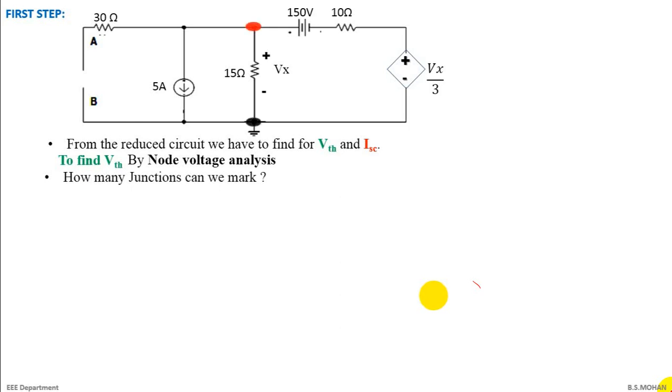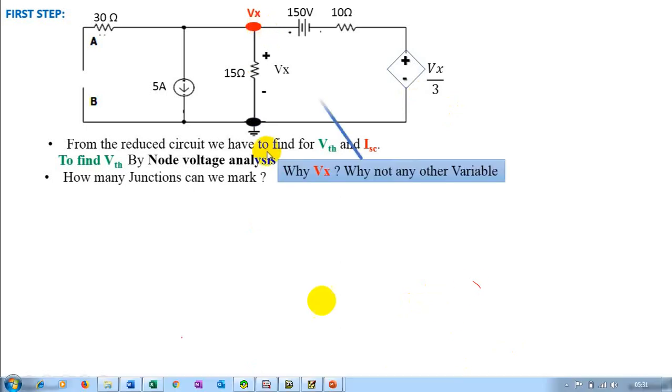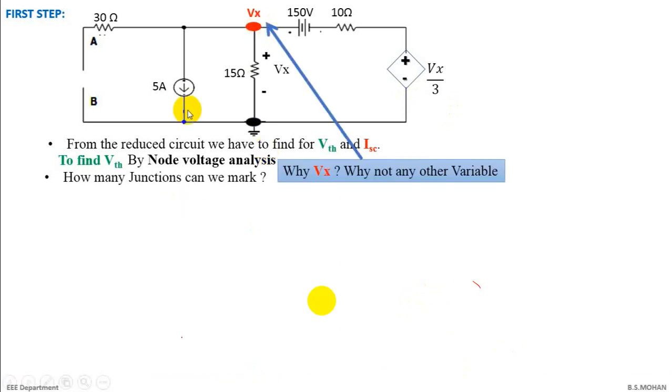So we have 2 junctions as marked here, and I would be marking this junction as Vx, right? Why Vx, why not any other variable? You can see the drop across 15 is Vx, right? I'll not use any other variable at this junction, because if I use V1, you should know that V1 and Vx are both the same. If not, it's better you use this as Vx. Whatever value of V1 or VA or Vx, or VB, I get, is the same as the drop across 15 ohms. So both are actually the same, right? It's better to use Vx, but if you know that V1 is equal to Vx, then you can go ahead.